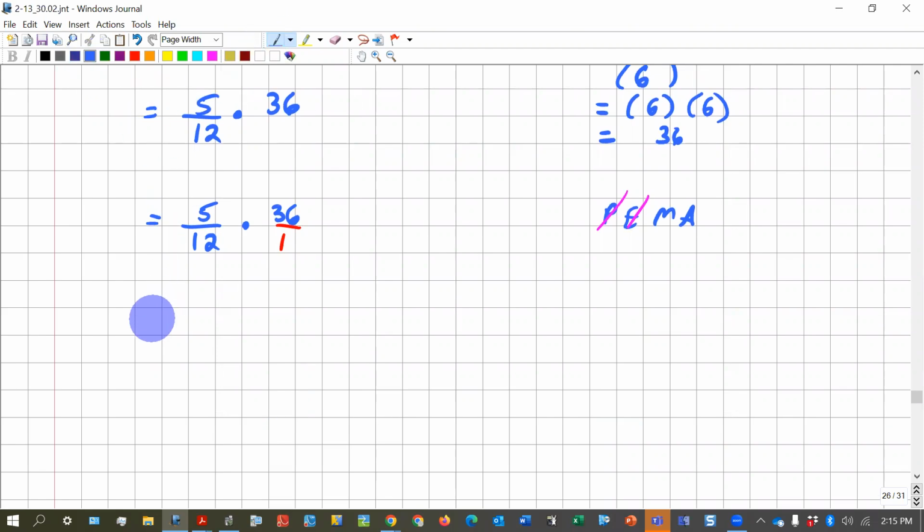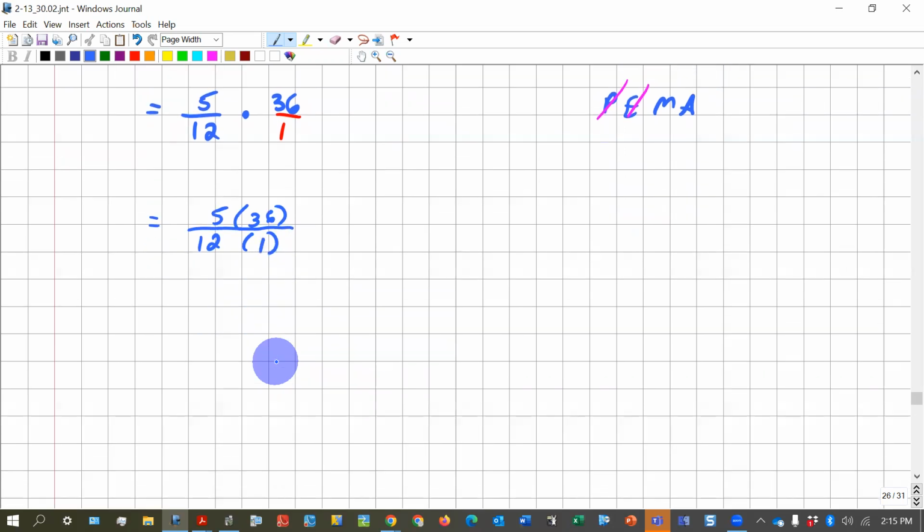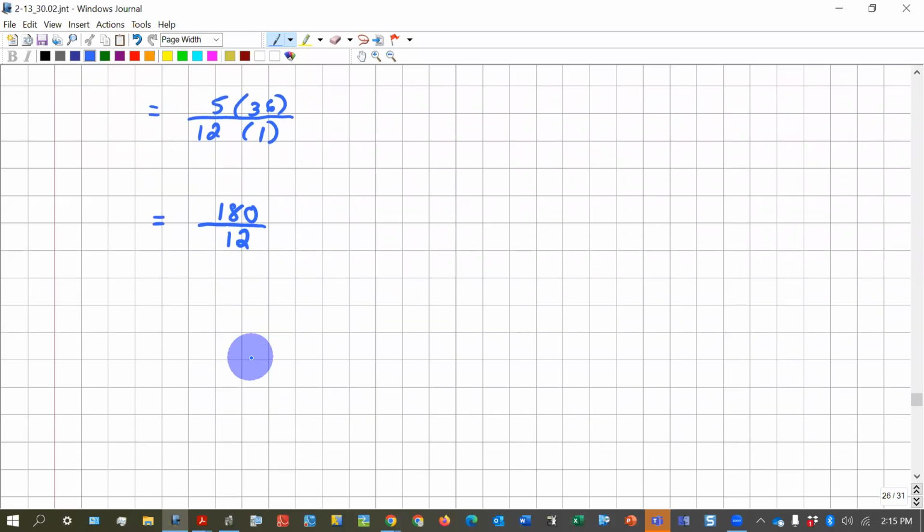The strategy for multiplying fractions is to multiply the numerators and multiply the denominators. If I choose to do the multiplications, I get 180 over 12. And then I have to try to see if there's any common factors.